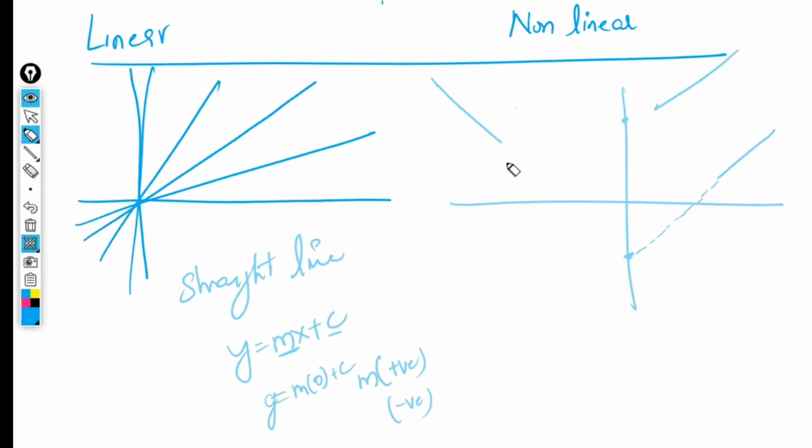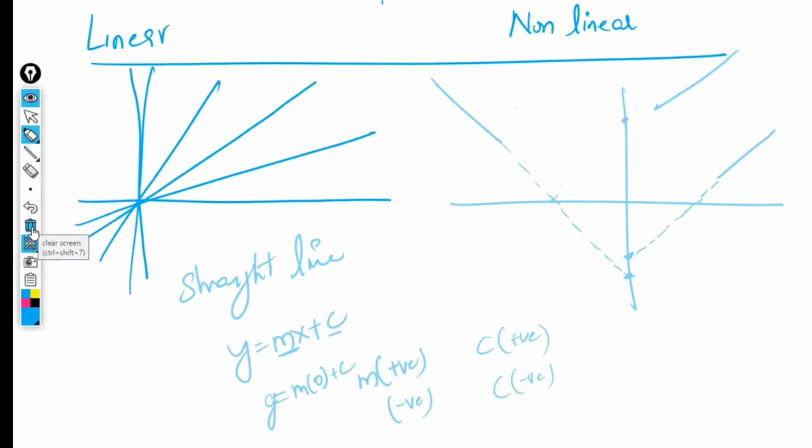If the line is here, the y-intercept means where it is going to cut on the y-axis, not on the x-axis. It has to cut on the y-axis. Where it cuts the y-axis, that is called the y-intercept, not the x-axis. This is not the point. This is the point. The intercept value can be positive, the intercept can be negative, anything. Okay, c also can be positive and c also can be negative.